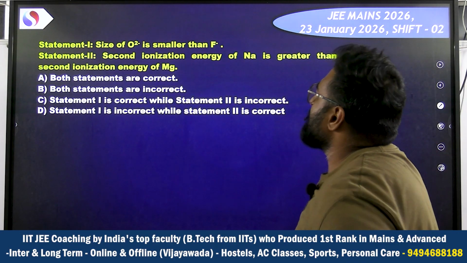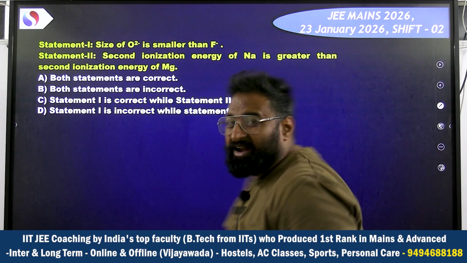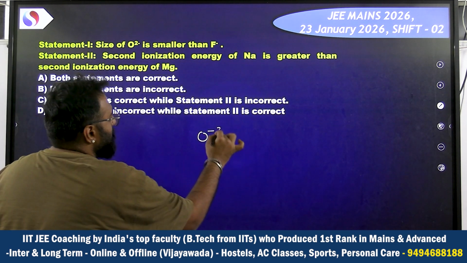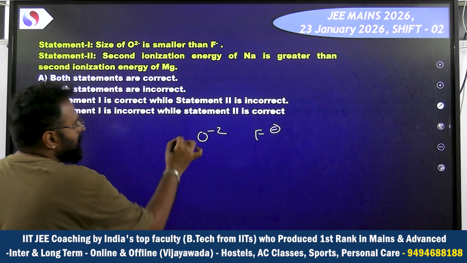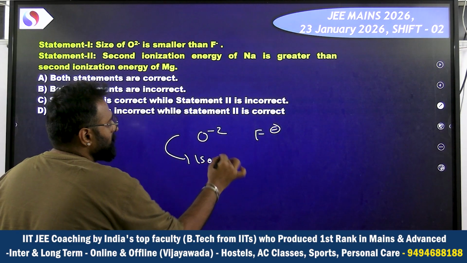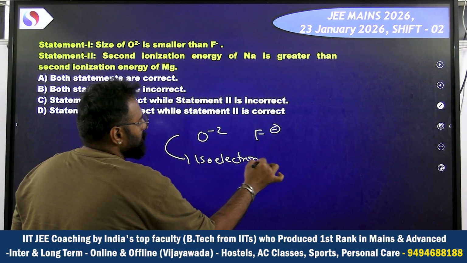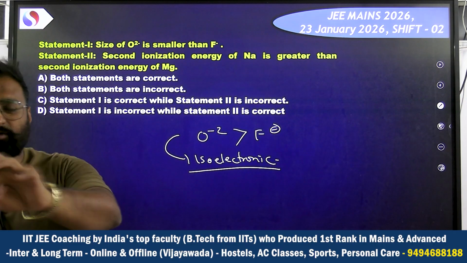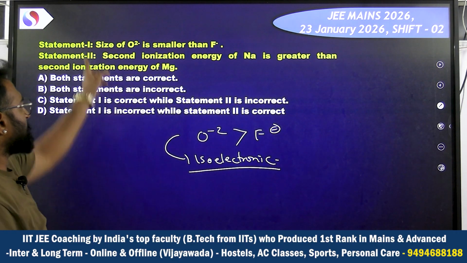Statement 1. The size of O2- is smaller than F-. True. Why? Because O2- and F- are both isoelectronic, and in isoelectronic species, more negative charge means more radius. So the first statement is correct.